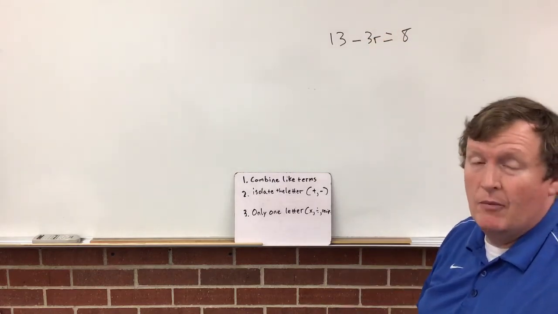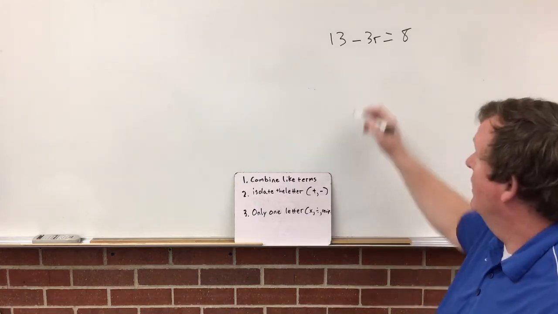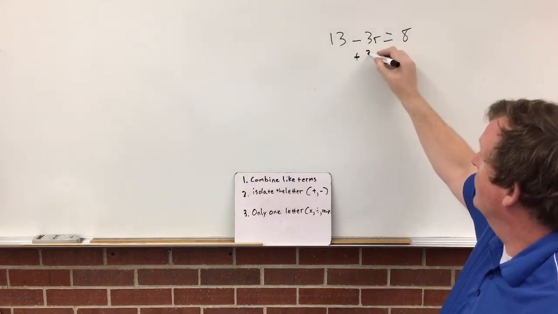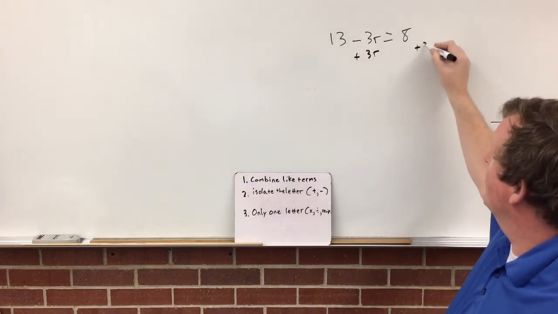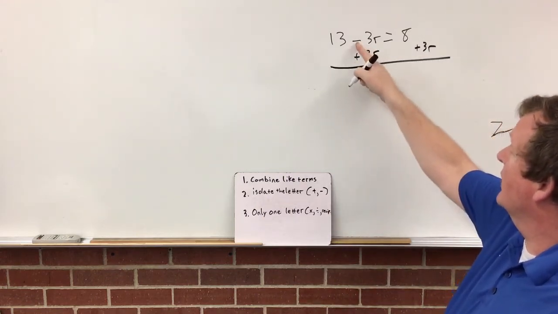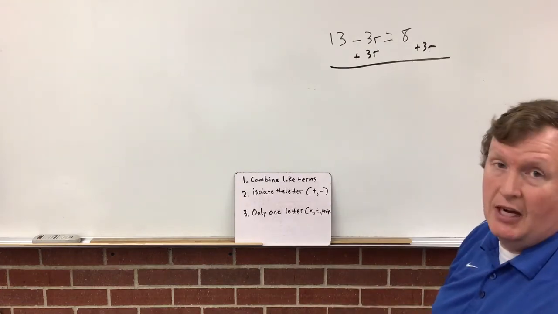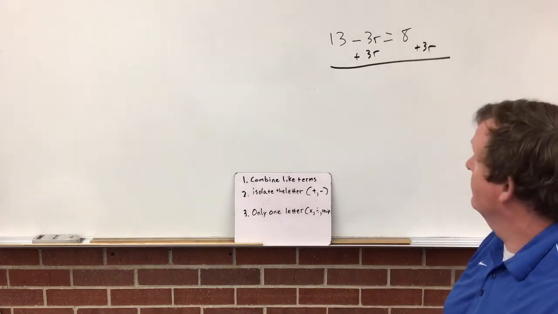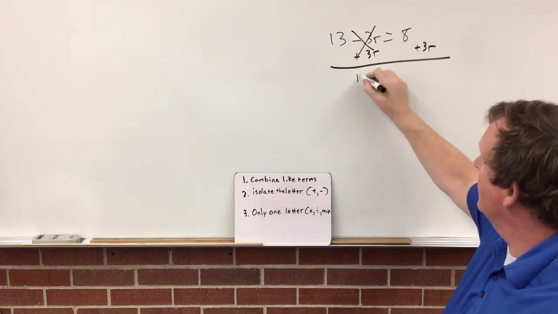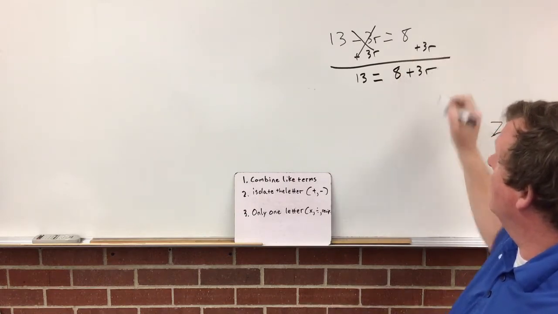Whenever we do that, we have to have another step to it. We're going to move that over to the other side. So we add this and move it over to the other side first. Okay? Because we can't have our variable with a minus sign in front of it. These will cancel out. 13 will come down. 8 plus 3r.